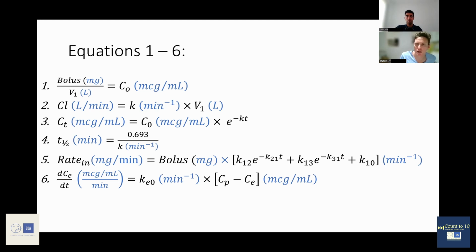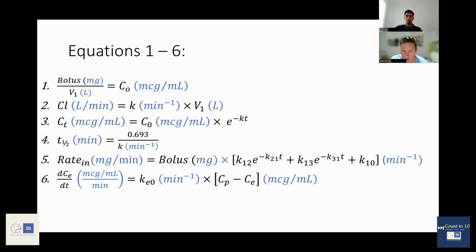Eventually, with enough time, the same thing happens with the slowly equilibrating compartment. So at time infinity, the rate of administration is simply equal to the bolus dose in milligrams multiplied by your K10, which is the rate constant for elimination. And the actual equation, what's inside the brackets, is K12 times e to the negative K21t, plus K13 times e to the negative K31t, plus K10. So K10 is the only one that does not decrease with time.